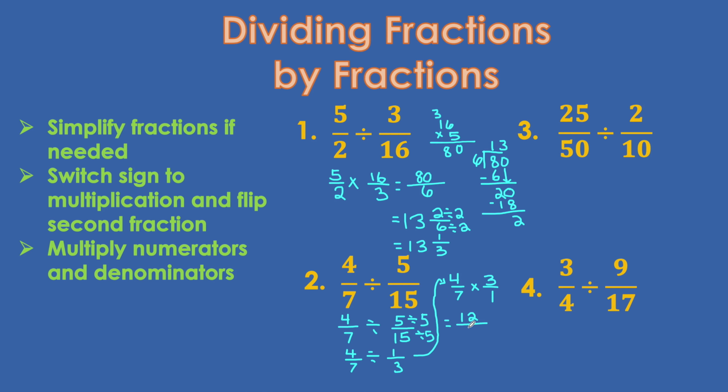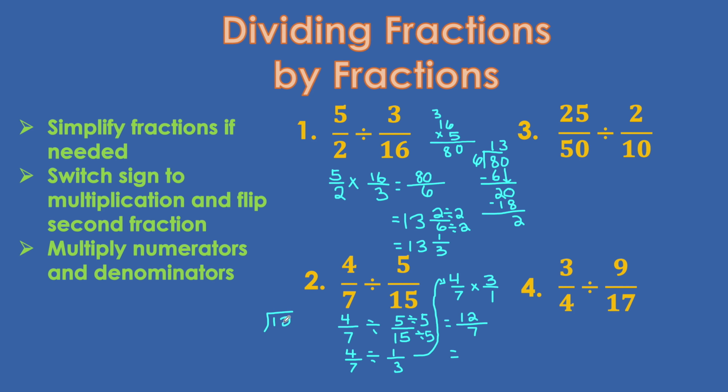7 times 1 is 7. Last, we find the mixed number because we don't want to leave it as an improper fraction. So we want to change it into a mixed number and do a long division problem. Let's do it over here.